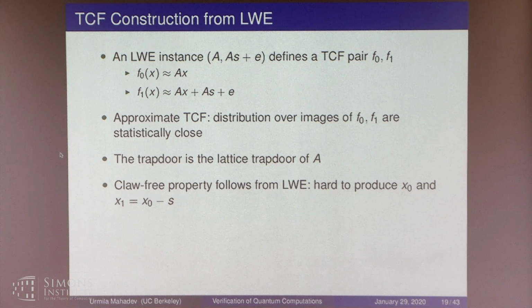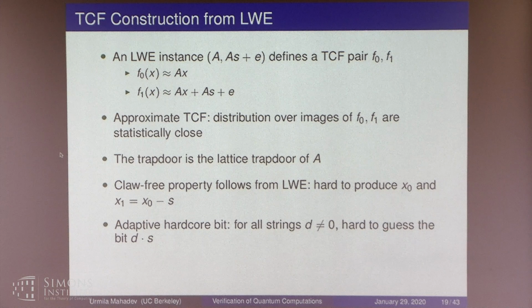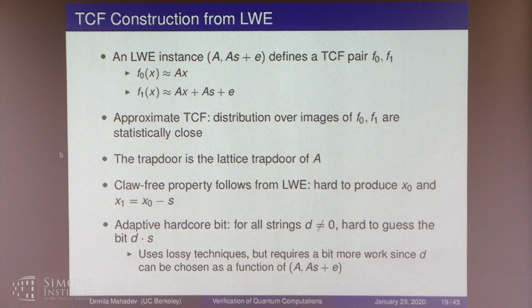And the adaptive hardcore bit is a bit trickier. What it says is that for all non-zero strings d, it should be hard to guess the bit, the inner product of d and s. For people in crypto, this might seem straightforward, because there are various techniques in cryptography, like leakage resilience for learning with errors, which address this question. Unfortunately, it is a bit more difficult because the string d is chosen adaptively. The string d is chosen after the function As plus e is given, and that makes it trickier, and we can't just use leakage resilience techniques immediately.